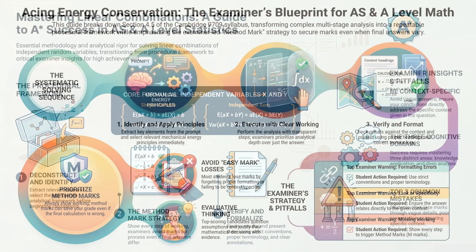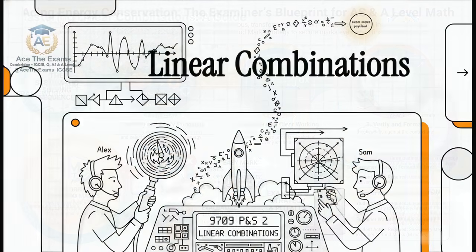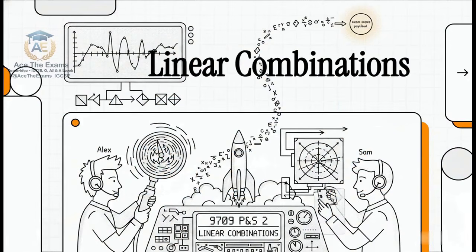Welcome to Mission Control. I am your flight director, and today we are launching an exhaustive, hyper-focused simulation for one of the most critical payloads in the Cambridge syllabus, AS and A-Level Mathematics 9709, Probability and Statistics 2. Our target coordinates? Mastering linear combinations of random variables.